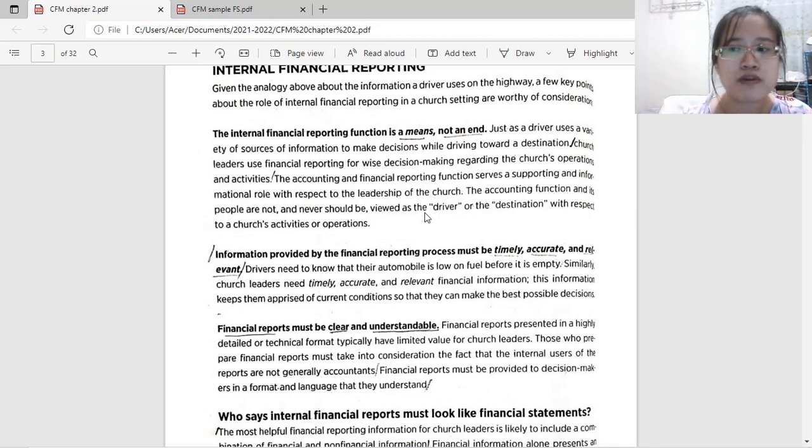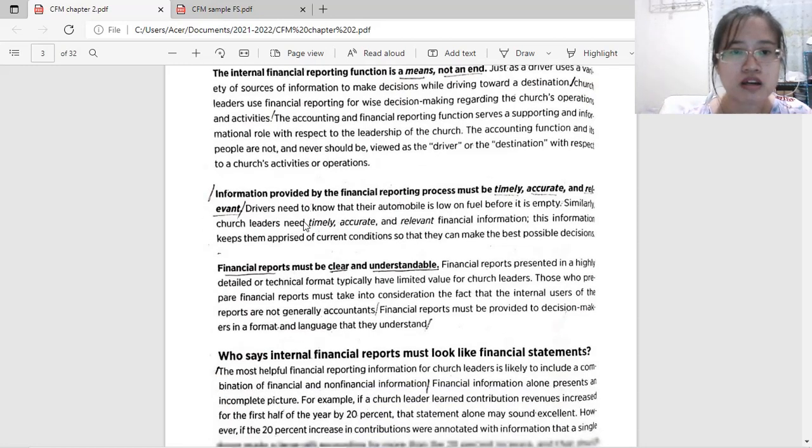The information from internal financial reports would be considered when making decisions. Information provided by the financial reporting process must be timely, accurate, and relevant.